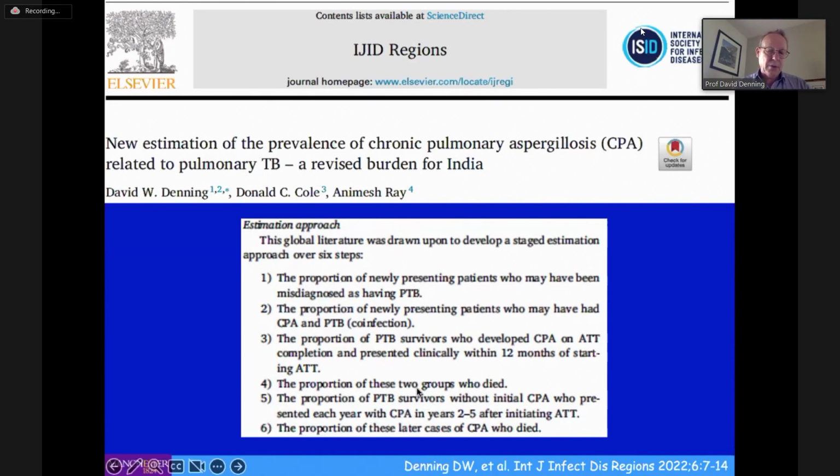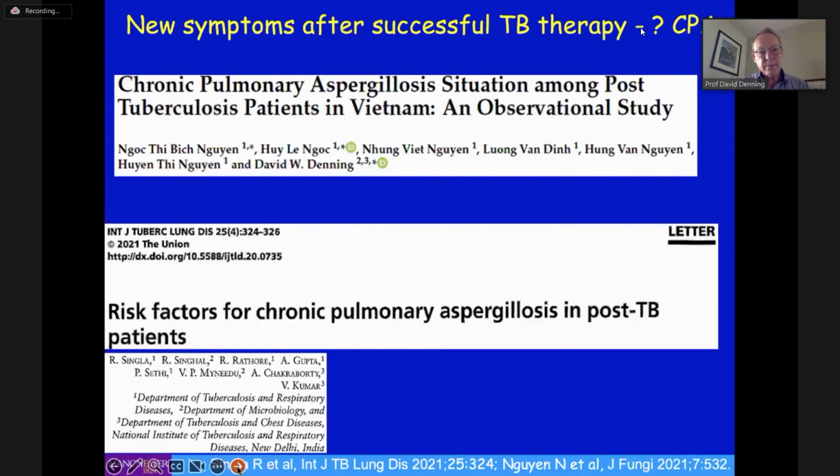And then there are patients who recover from their TB and are cured, usually left with a cavity, and then they may get CPA as a later complication. So there's different settings in which this occurs. And one of the key settings is these post-TB patients coming back to clinic. So in Vietnam, 52% of the patients coming back with symptoms had CPA, and in Delhi, 57%. So this group of patients coming back with possible recurrent TB, it's very important to look for CPA.